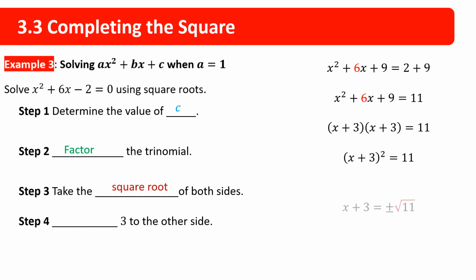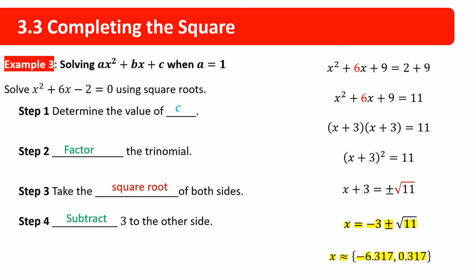We want to take the square root of both sides. Remember, that leaves us with plus or minus the square root of 11. And finally, we want to move the 3 to the other side by subtracting. The exact two answers for this problem is that x equals negative 3 plus the square root of 11 and negative 3 minus the square root of 11.